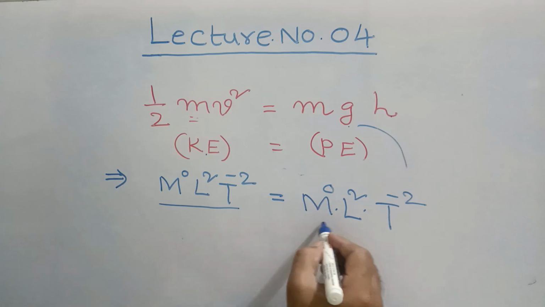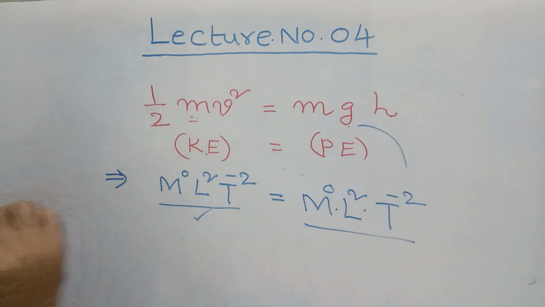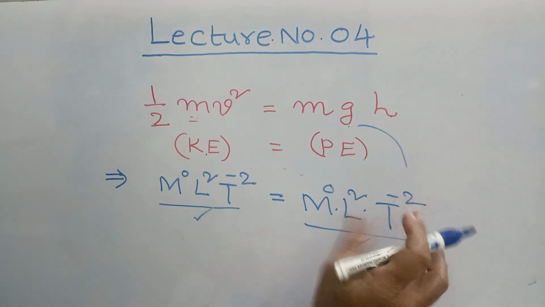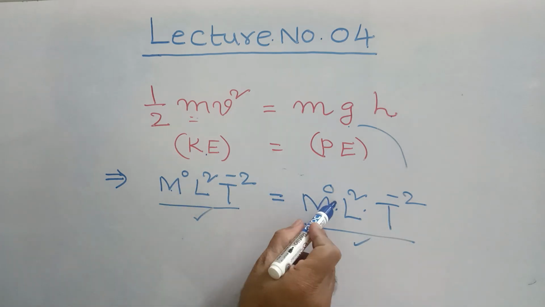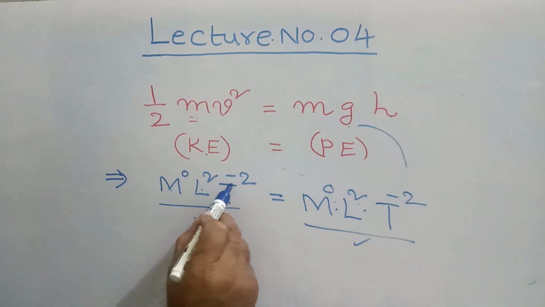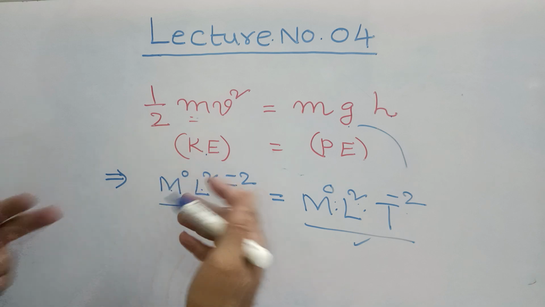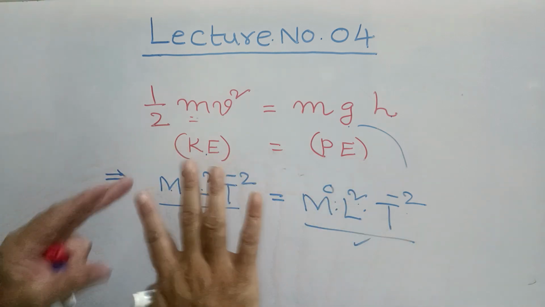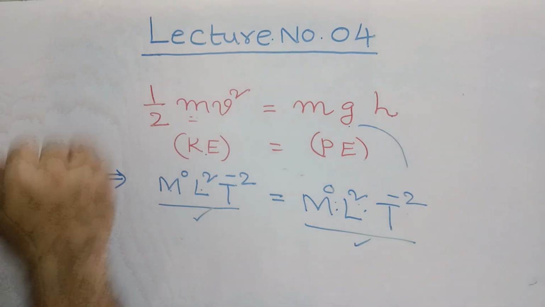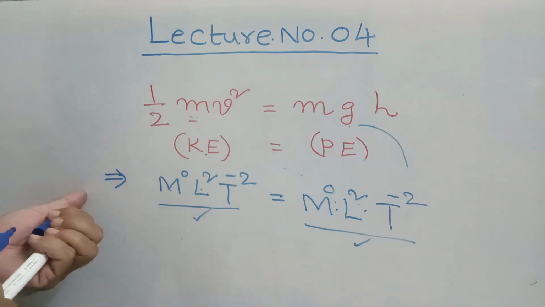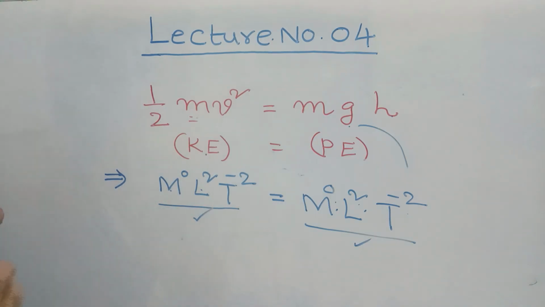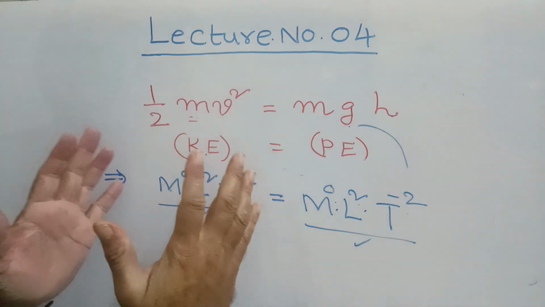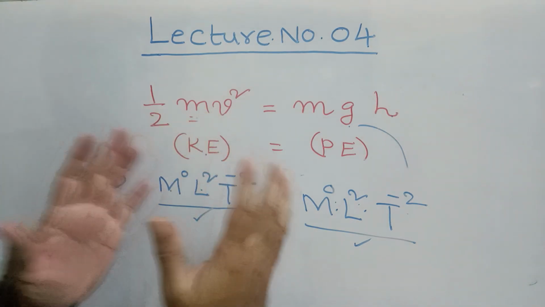Now you see the dimension of the left hand side quantity and the dimension of the right hand side quantity: m power 0 and m power 0, L square and L square, t power minus 2 and t power minus 2. So the dimensions became identical. Therefore, the given equation is a correct equation. This is the checking, verifying the correctness of the given equation.